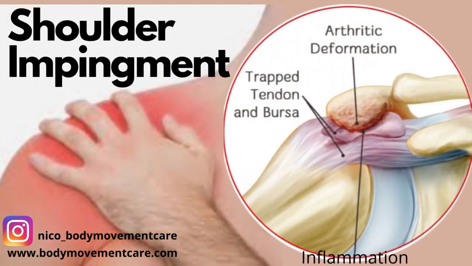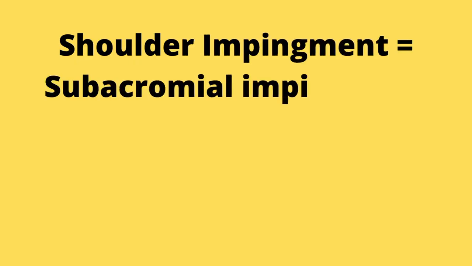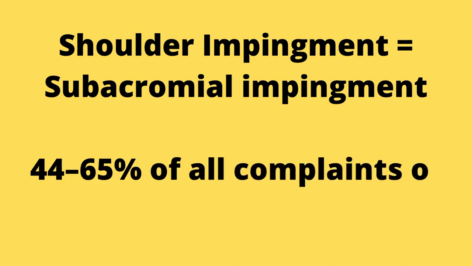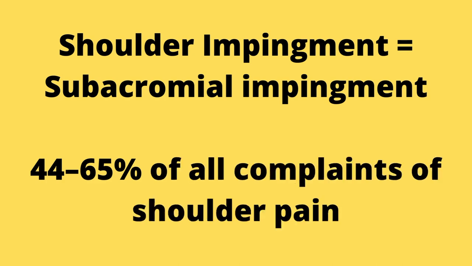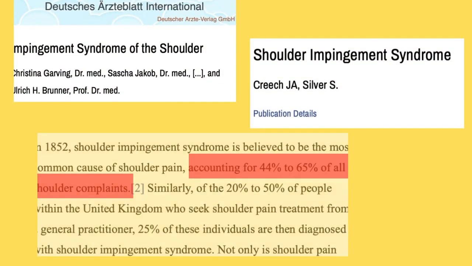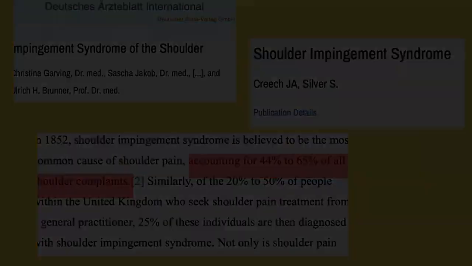Hello everyone, today we are gonna discuss subacromial impingement syndrome. This is a very important subject because it's so common that 44 to 65% of all of the shoulder pain is due to a subacromial impingement syndrome. So you can imagine how common this is and how important it is to address this particular syndrome.